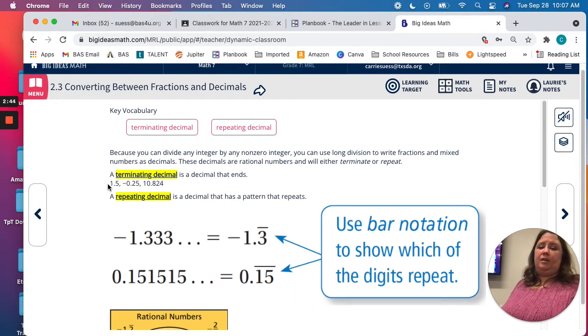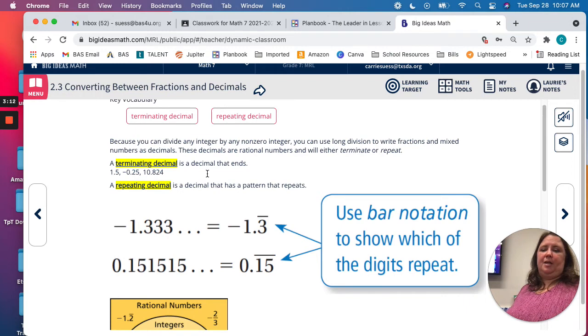So terminating, here's some examples of your terminating decimal. 1.5, negative 0.25, it stops. Even if it's a little longer, 10.824, but it stops. It has an ending. That's your terminating decimal. We typically use terminating decimals more than the repeating decimals. Terminating decimals are easier to flip into a fraction. Repeating decimals are not easy to change into a fraction. So we got this? Yes.